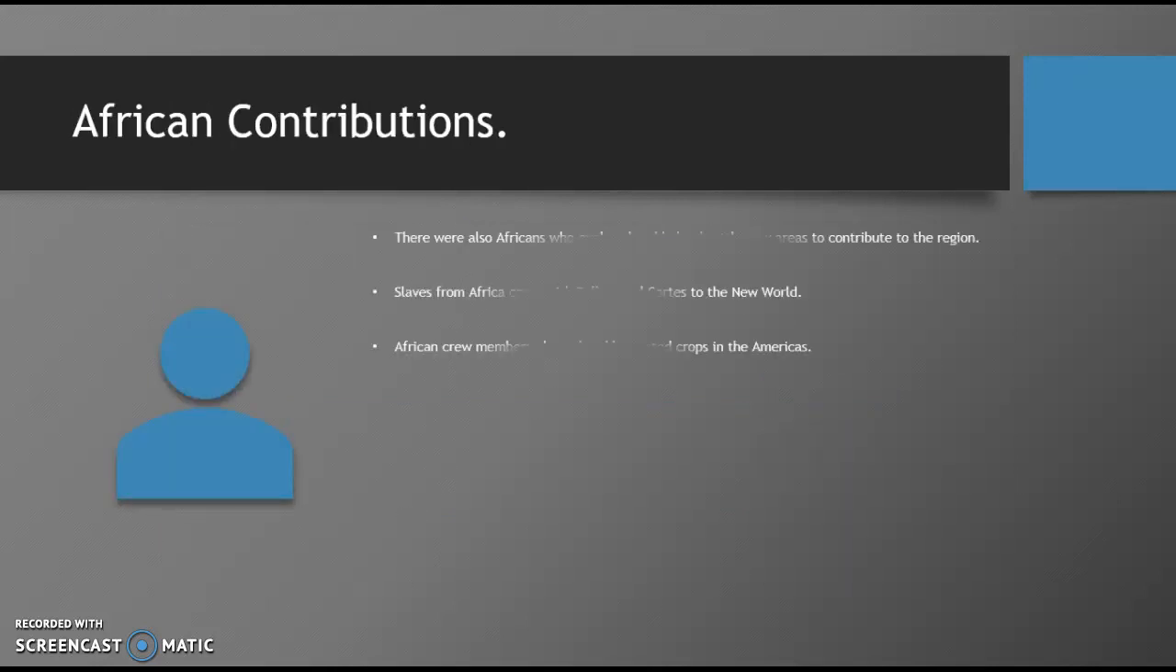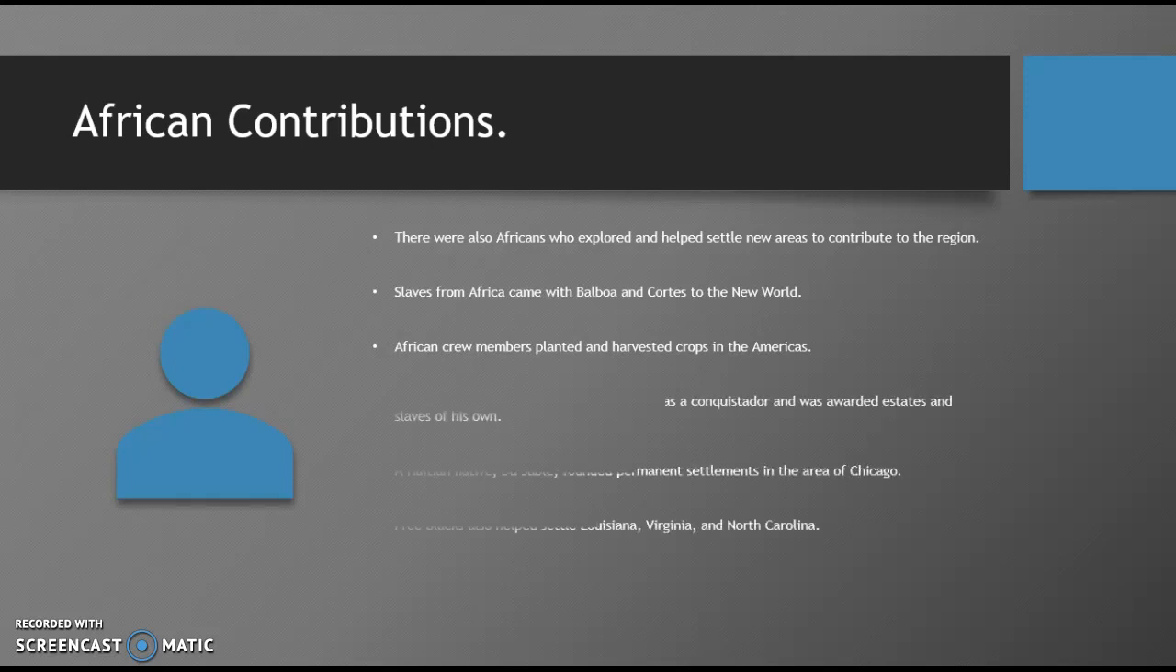African contributions. There were Africans who explored and helped settle new areas and contributed to the region. Slaves from Africa came with Balboa the explorer and Cortez to the New World, and African crew members planted and harvested crops in the Americas as well. There was also Juan Valente, a West African slave who served as a conquistador and was awarded estates and slaves of his own. A Haitian native, Dusable, founded permanent settlements in the area of Chicago and elsewhere, and free blacks also helped settle Louisiana, Virginia, and North Carolina during this time.